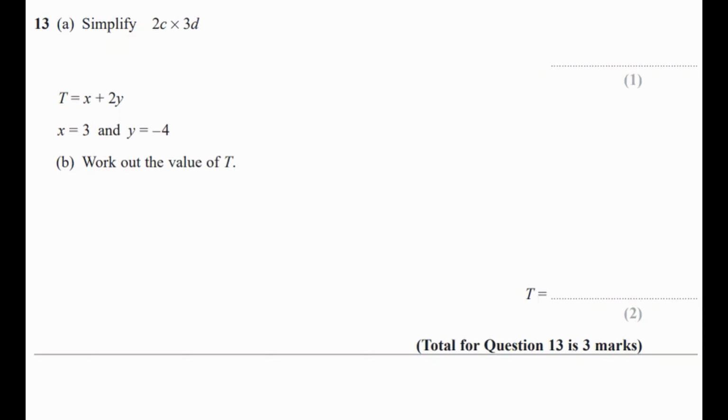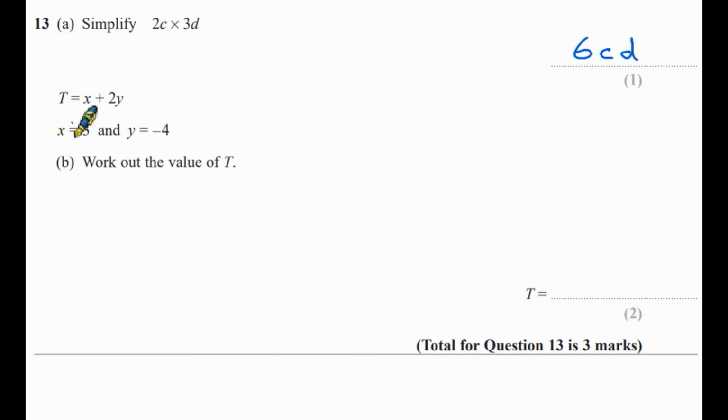Question 13, part A. It says simplify 2c multiplied by 3d. So we've got the 2 times the 3. That's 6. There is a c and a d. There's nothing to multiply by either of them on the opposite side. Therefore, it is simply 6 times c times d. 6cd.